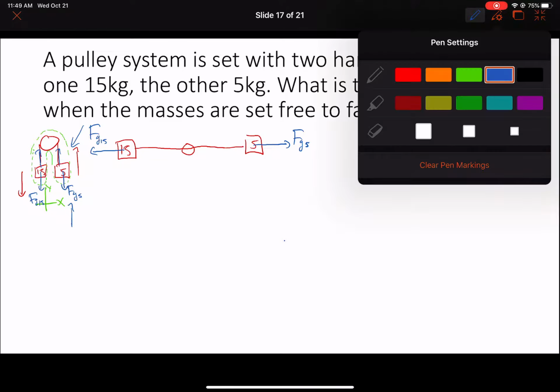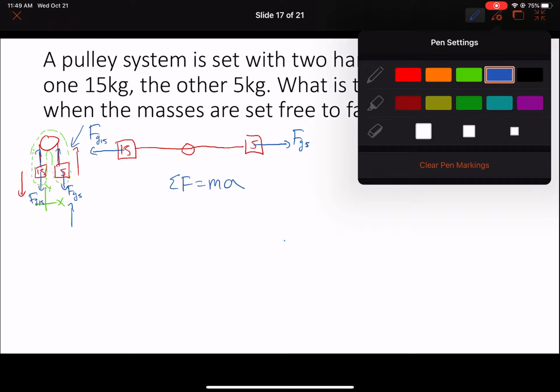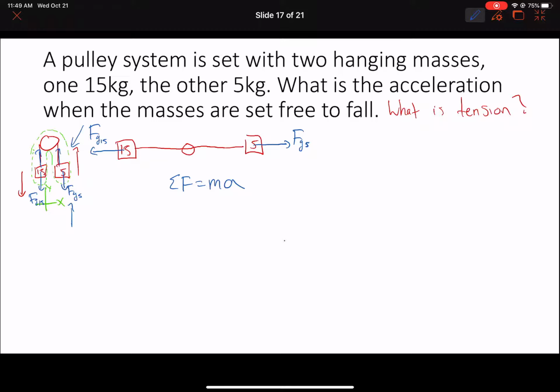And what's nice about that is because we don't have x and y's, we only need to do one equation. We don't have to do a t-chart, we just need one equation. Sum of the forces equals ma. What we do need to do is establish which way is positive.